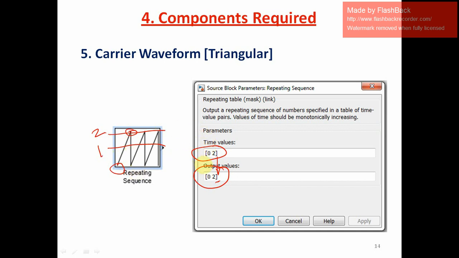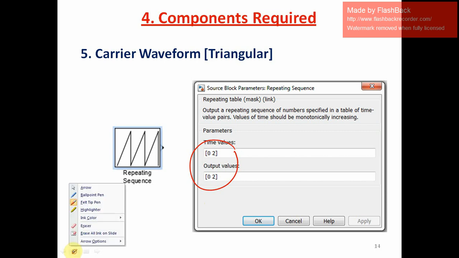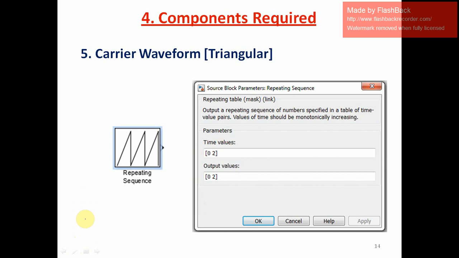By fixing these values for the output and time, we can get this kind of repeating sequence. So by entering time values and output values here properly, we can decide any switching frequency for the repeating sequence, and any shape of the repeating sequence also. This is one of the key parameters in the SPWM simulation.